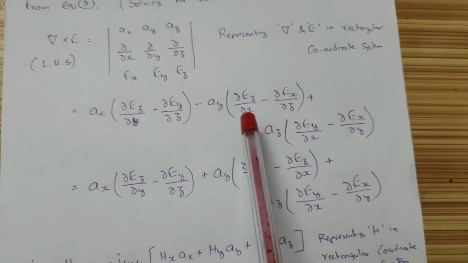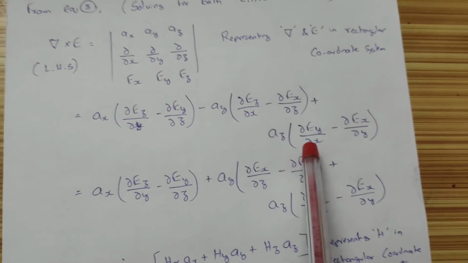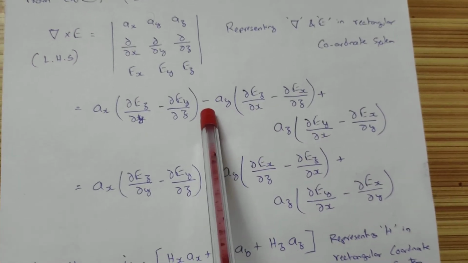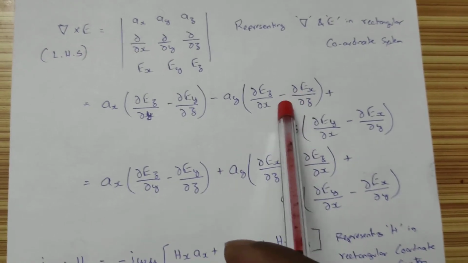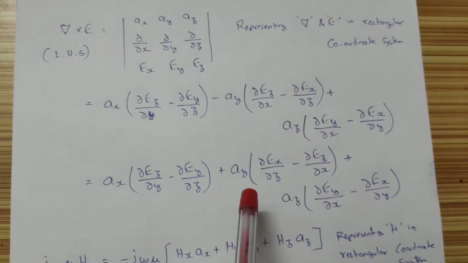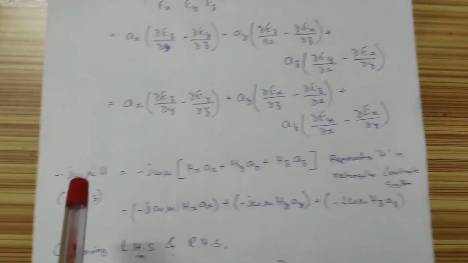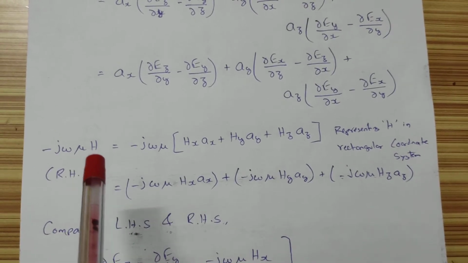Similarly for the AY component as well as for the AZ component. One modification I made here is for the AY component, I have a negative sign. I can also replace it with a positive sign by interchanging its sign. So that is one step I'll be doing here. Okay, after that, for the RHS part, you have minus j omega mu H.